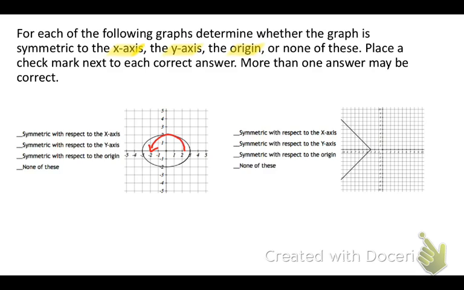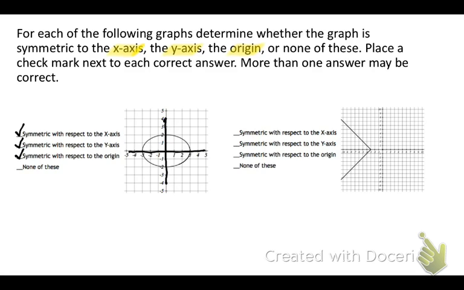Okay, so if we take a peek at that very first image, it is actually symmetric to the x-axis. If we look top to bottom, it's symmetric to that x-axis. It is also symmetric to the y-axis. If we look left to right, it's symmetric to the y-axis. And if I rotated this whole ellipse 180 degrees, I would get the exact same shape I'm starting with. So this is also symmetric to the origin. So that one actually ended up being symmetric to all three.